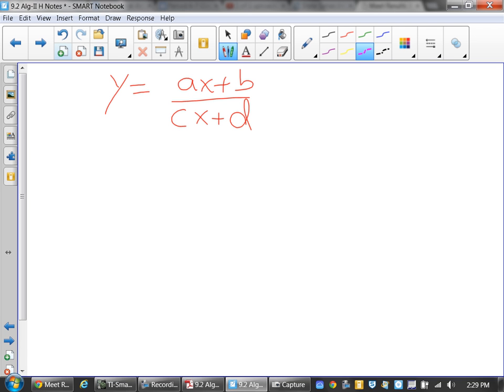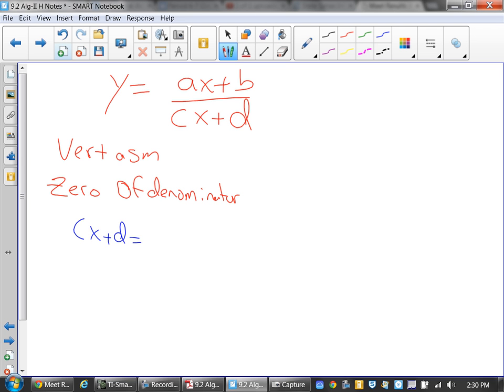Now, in order to figure out your horizontal and your vertical asymptotes, your vertical asymptote, you still find it the same way. Your vertical asymptote is going to be at the 0 of the denominator. What makes that denominator 0? What's the x value? So basically what you're doing is you're taking whatever it is that's CX plus D, setting it equal to 0, to solve for x. That's what you're doing for that. When you see it numerically, it's that fast.